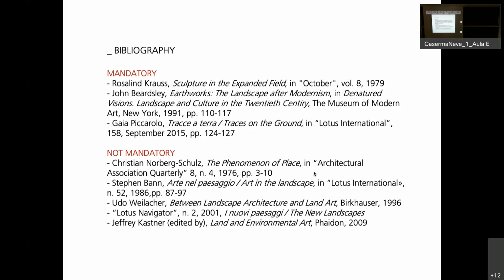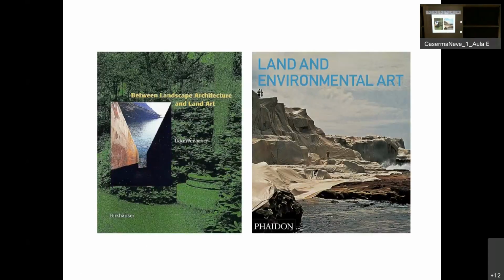And there are these two books that are interesting if you're interested in land art and its encroaching with landscape architecture. This is Udo Weilacher's very important book, Between Landscape Architecture and Land Art. It talks about some specific authors, Ian Hamilton Finlay, others. And this is the Companion to Land and Environmental Art, published by Wiley. It could be considered a very exhaustive book on the topic, but there are plenty of books on the topic, of course. So that's it.